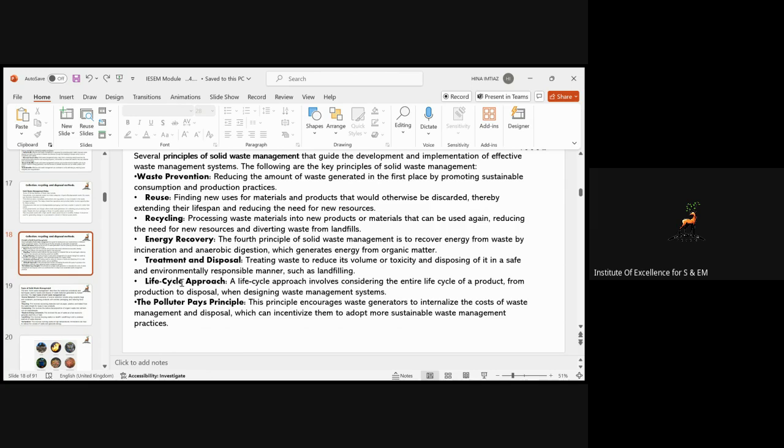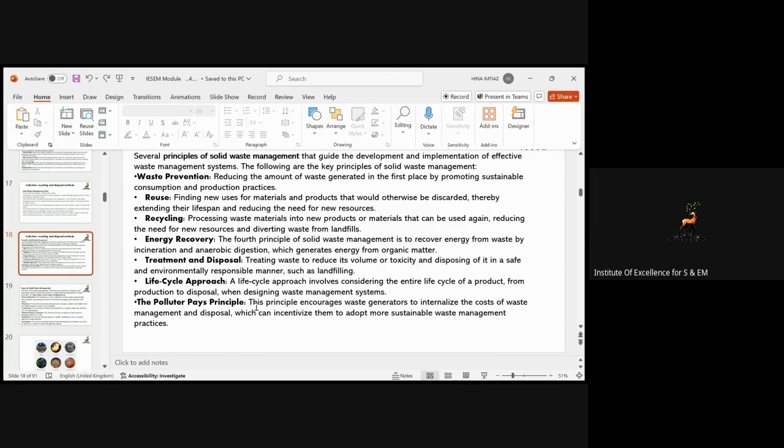And the next is the life cycle approach. The life cycle approach involves considering the entire life cycle of a product, from production to disposal, when designing waste management systems. So when you are going to design any waste management plan, you must be aware that you are designing for the entire life cycle, from collection to disposal. These are the entire processes you go through before being on a practical platform.